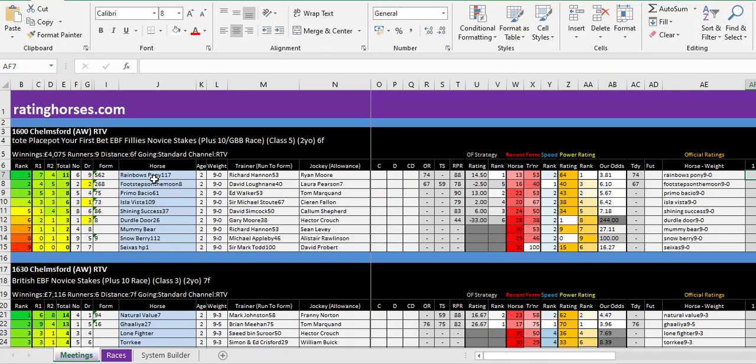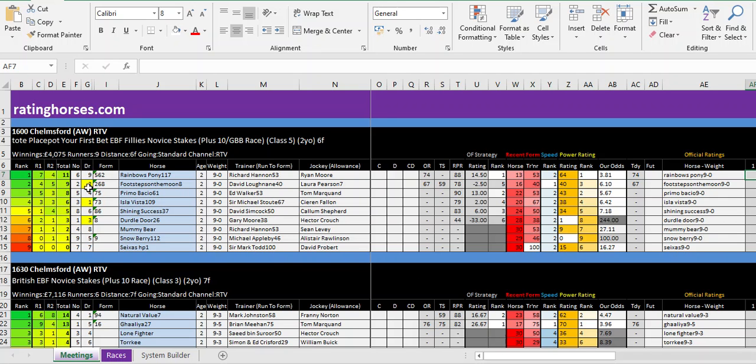So we're taking this first race, 4 o'clock Chelmsford. The highest rated horse overall is Rainbow's Pony that ran 117 days ago. His saddle cloth number is number 6. His draw, that means he will be coming out of stall 9.